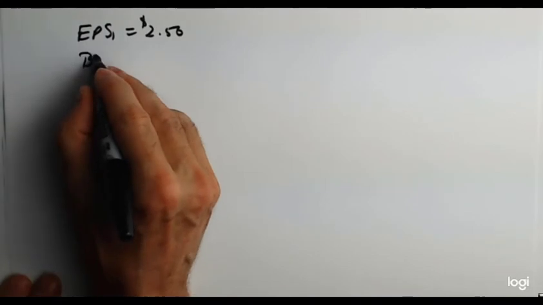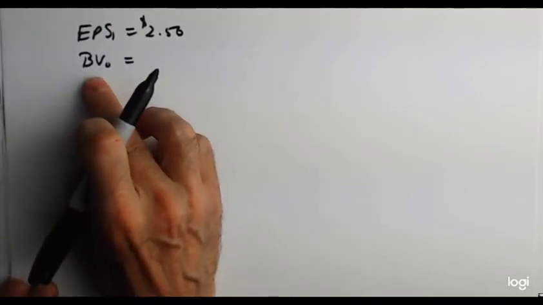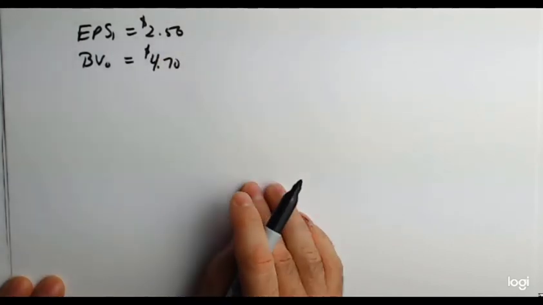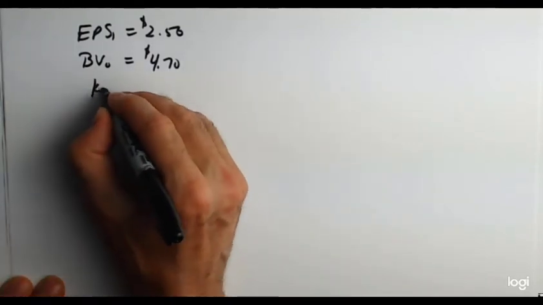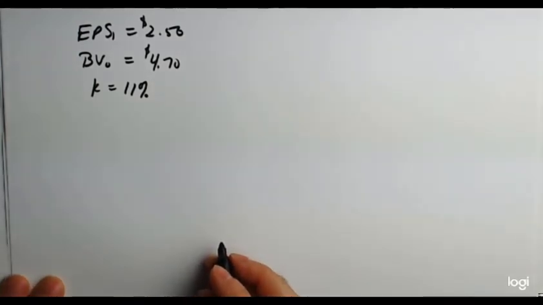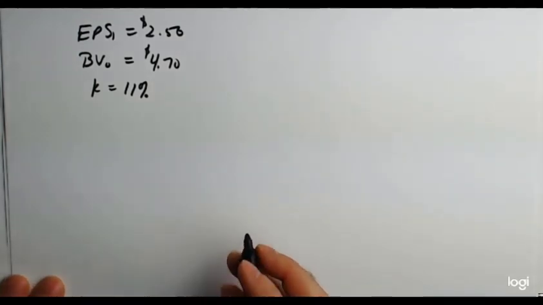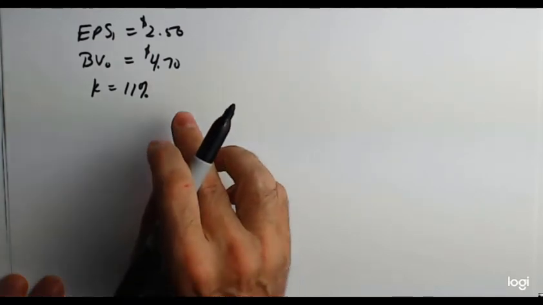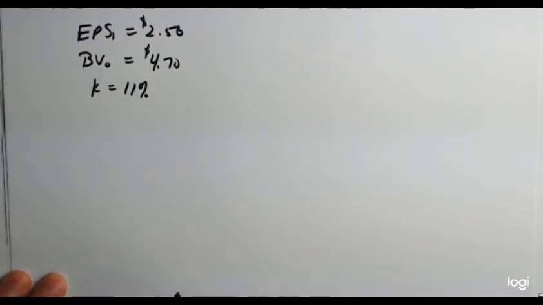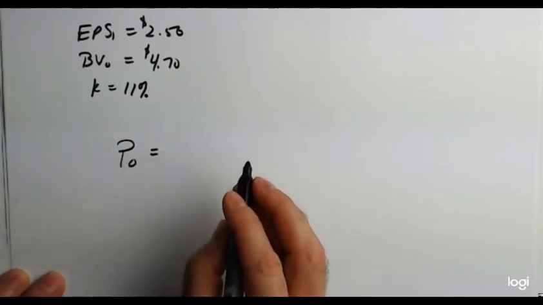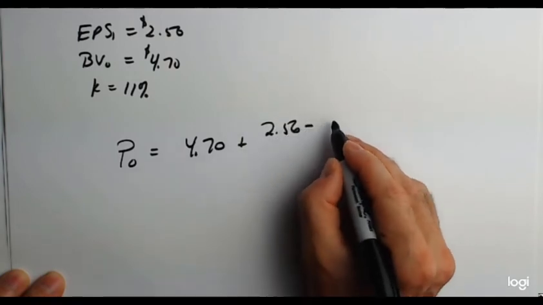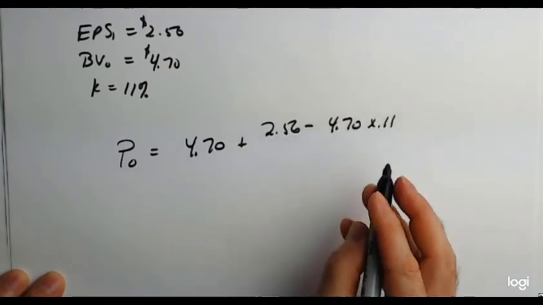$2.56 is the current book value, that's the assets minus liabilities divided by the number of shares, and the book value is $4.70. The cost of equity is 11%. Calculate the share price for Bill's Bakery if earnings grow at 3% forever. In other words, if residual income grows at 3% forever. So, P0 is 4.70 plus the 2.56 minus the 4.70 times 11%.